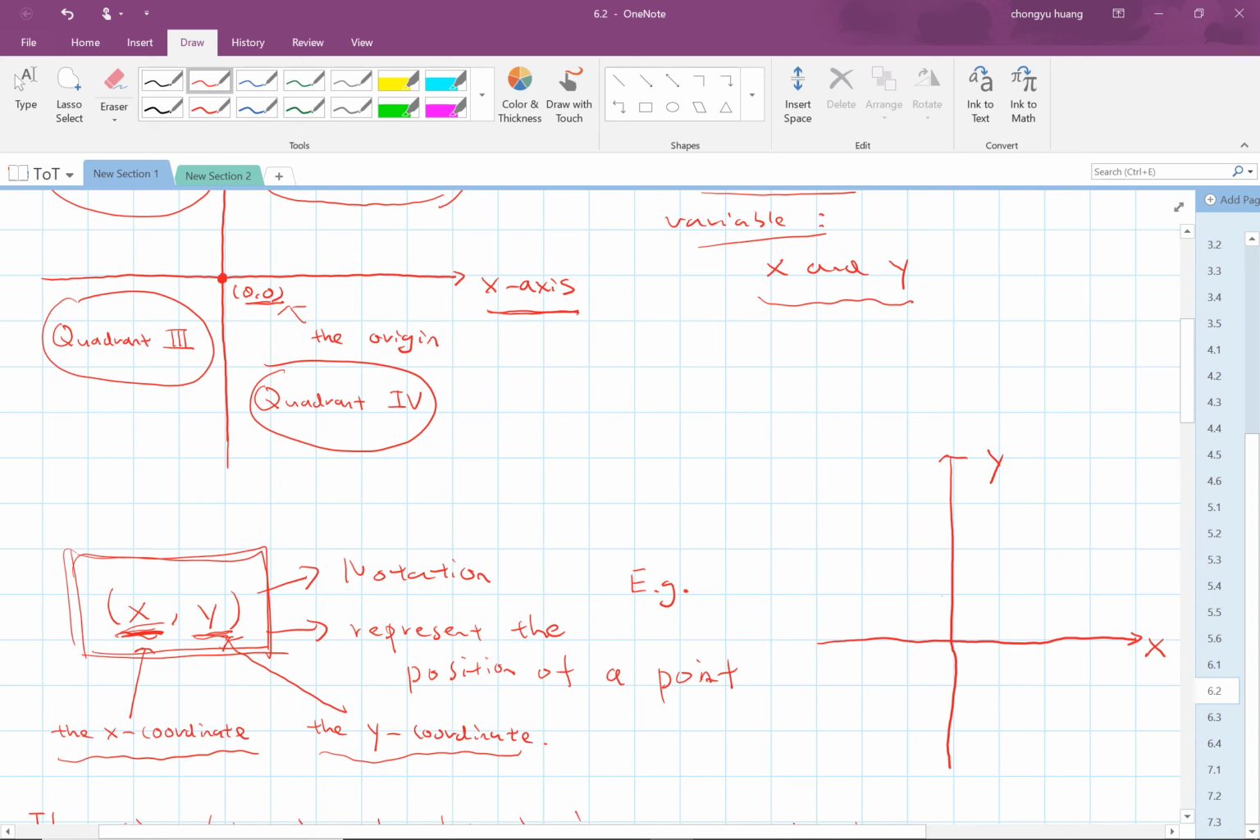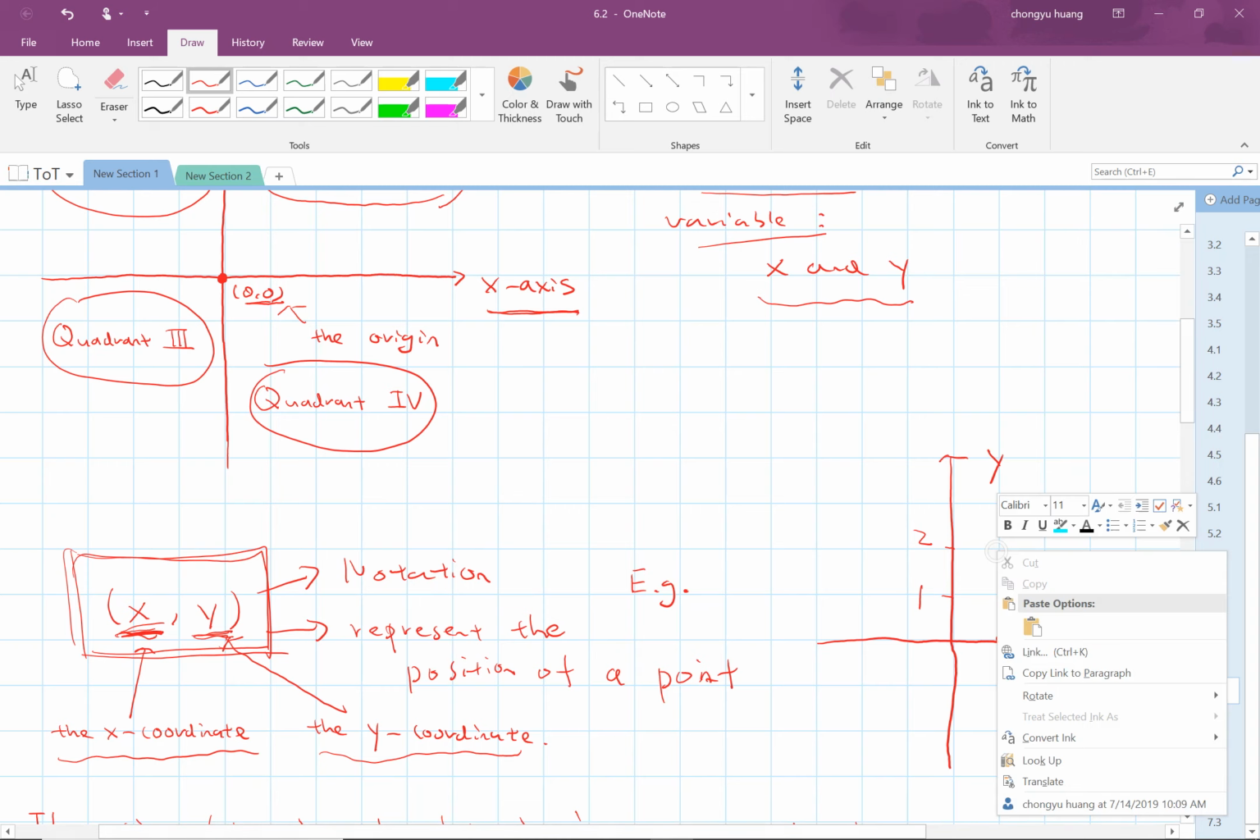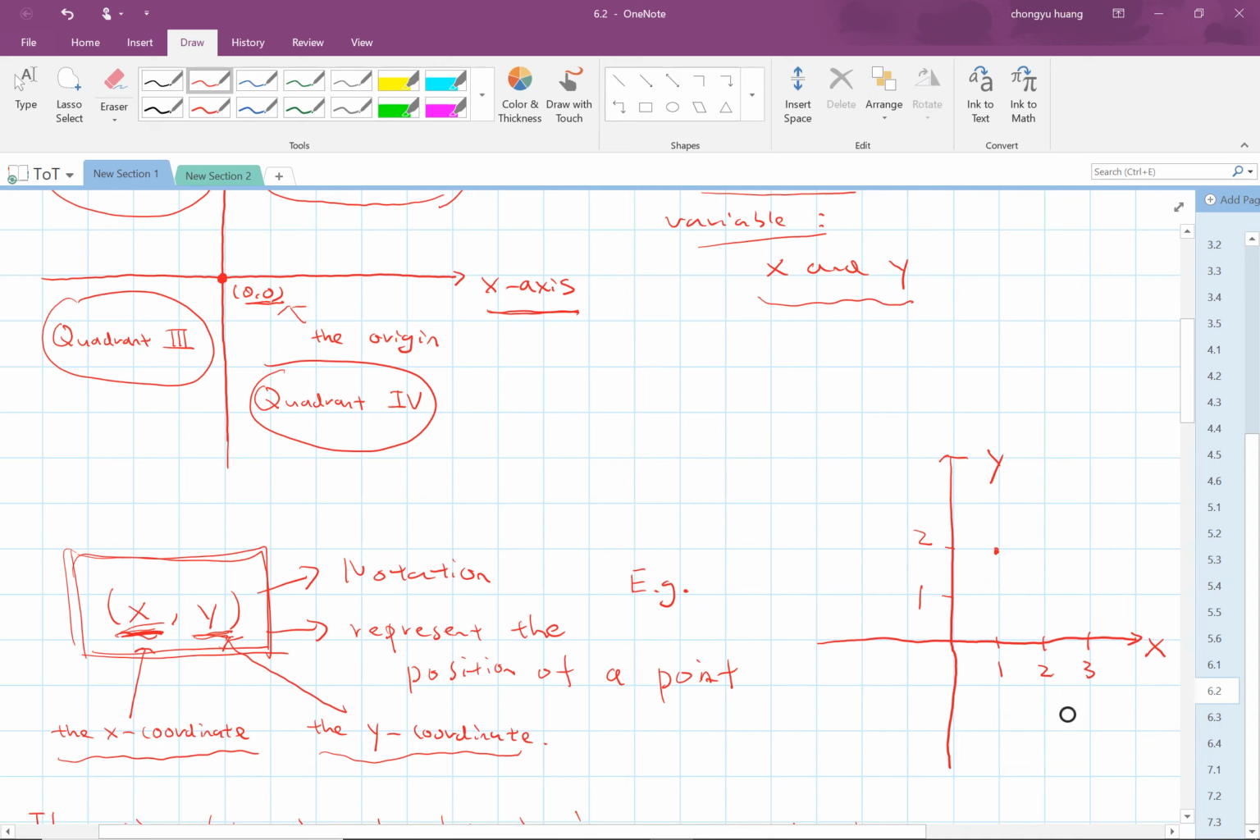For this example, I'm not going to label all of it. We have 1, 2, and 3, and then 1 and 2. So we're using 1 as an increment. Suppose we have a point over here. How do we actually write this notation?